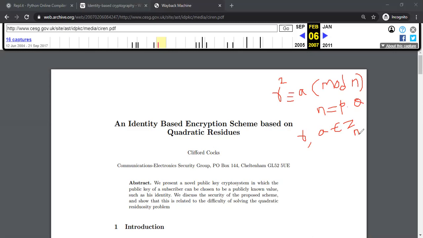So what is the quadratic residuosity problem? Suppose we are given a number A. Is this number a quadratic residue or not? Can this number be represented as a square or not?